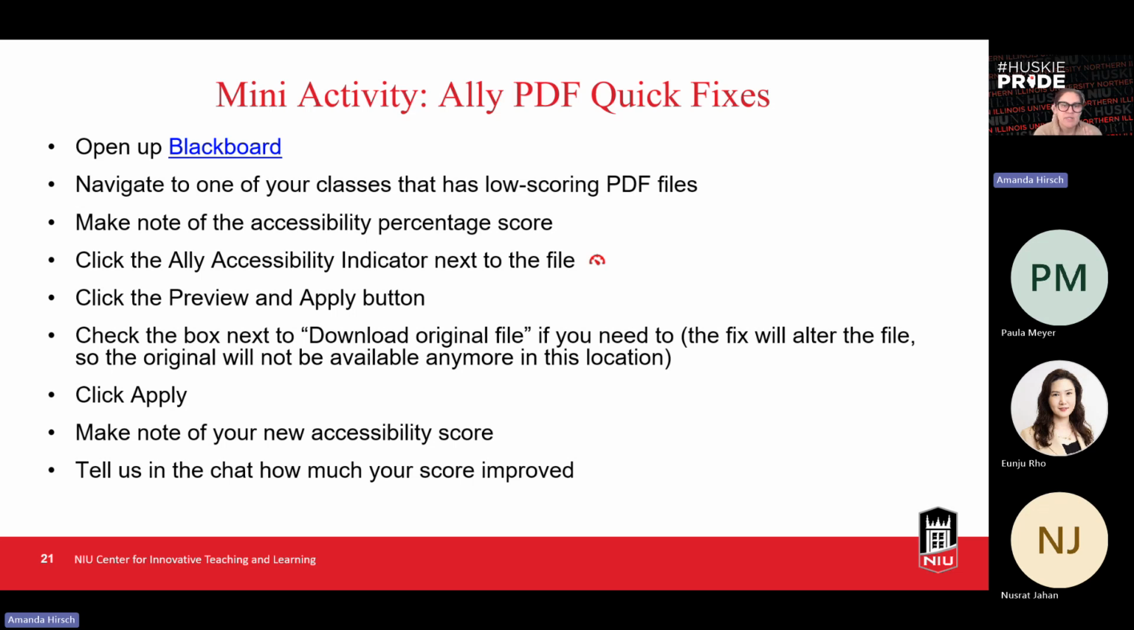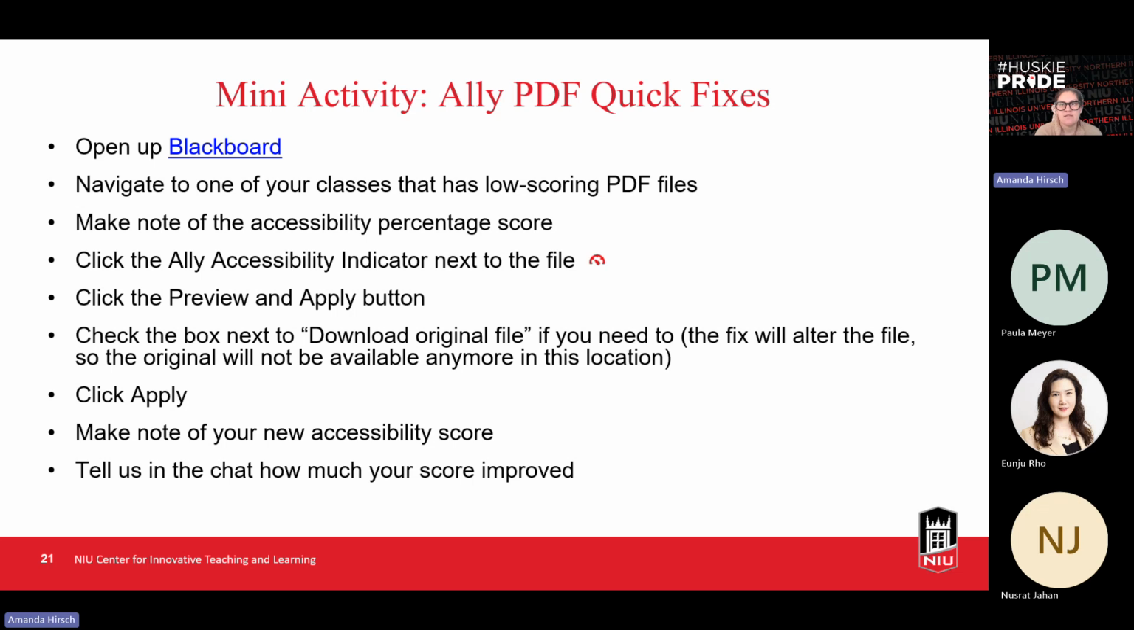But make note of the accessibility percentage score and then click on the Ally accessibility indicator next to that file. Click the preview and apply button to do the PDF quick fix. And it will download a file for you, but click apply and then make note of your new accessibility score. And then in the chat, once you've done that, tell us all how much your score improved. So what was your original score, and then how much did the PDF quick fix for Ally help? So what's your new score after that?